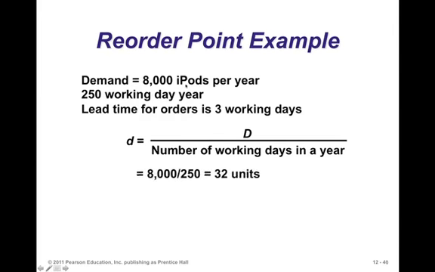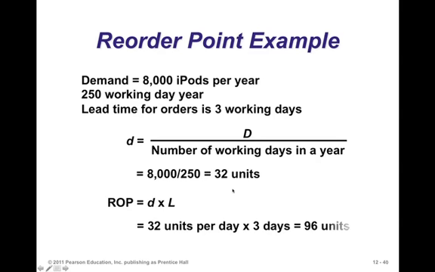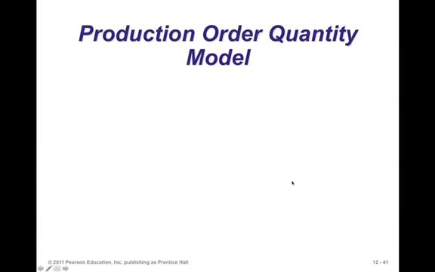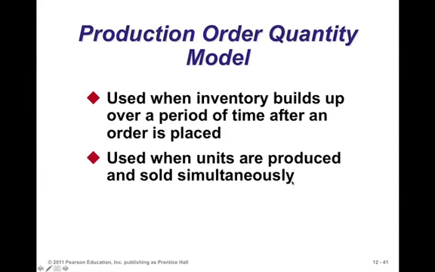Demand 8,000 iPods. Now we should be talking about iPads. And a 250-day working year. So the average daily demand is 8,000 divided by 250, which is 32 units per day. Let's say our lead time is 3 days. So 3 times 32 gives us 96 units that we need to have in stock for us to be able to cover that period.